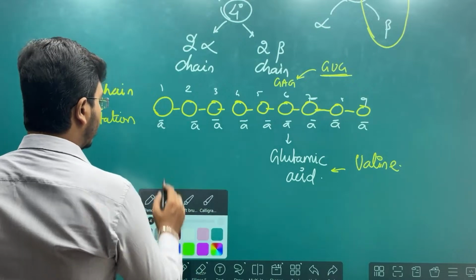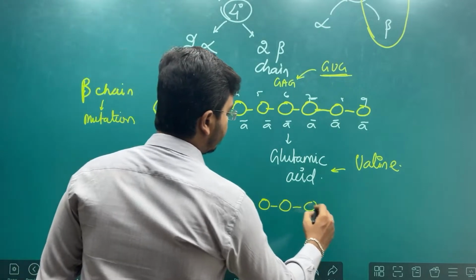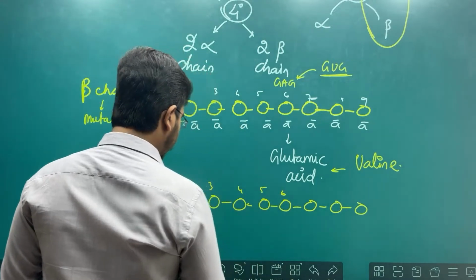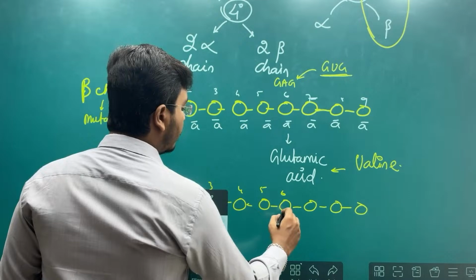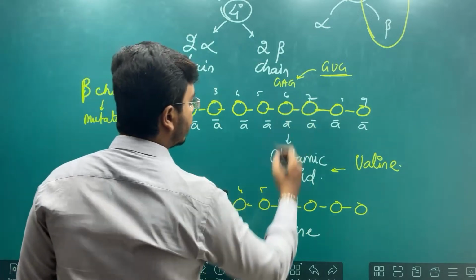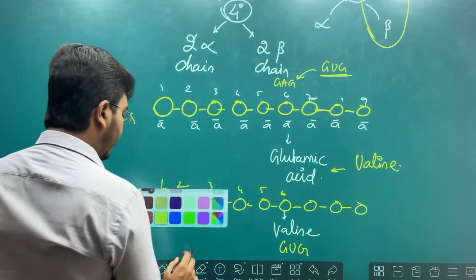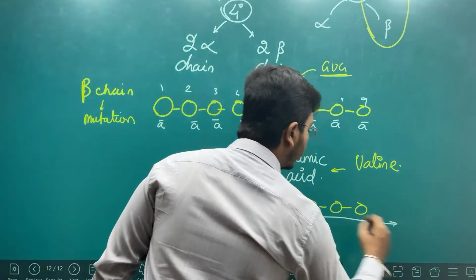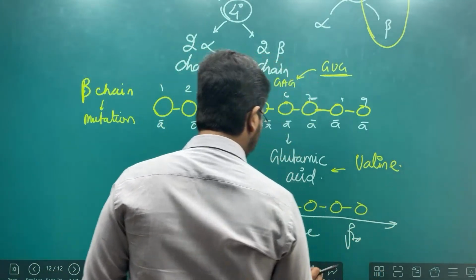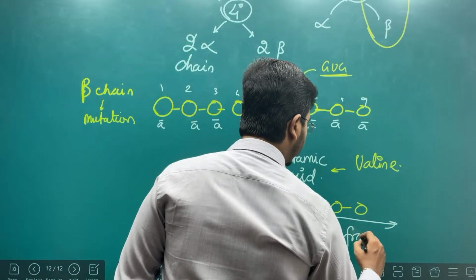So now I have amino acids: 1 2 3 4 5 6 7 8 9. Among these, the 6th amino acid should actually be glutamic acid, but now the 6th amino acid is called valine. What is the codon for valine? The codon for valine is GUG. Because this point mutation occurs, changes keep happening in the amino acids after it as well, which is also known as frame shift mutation.